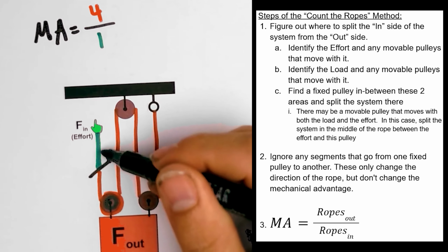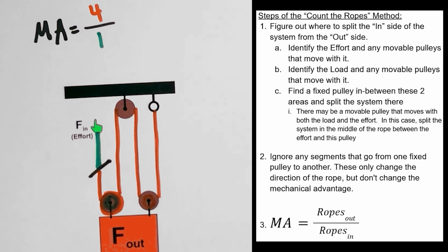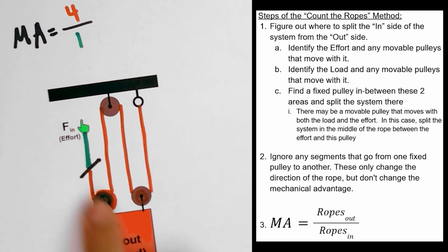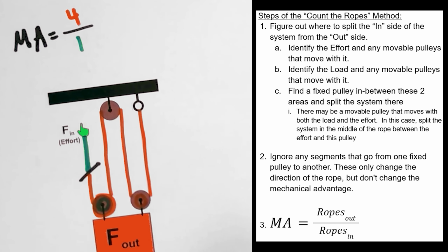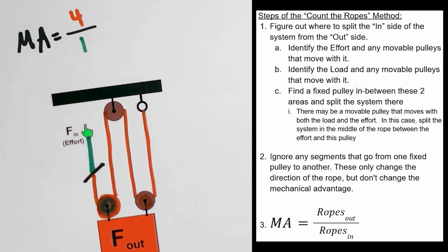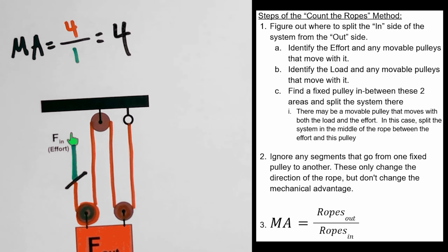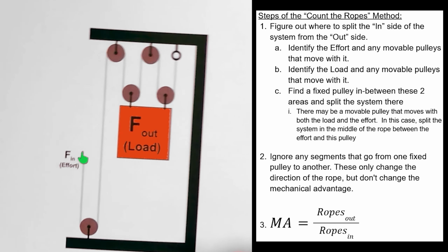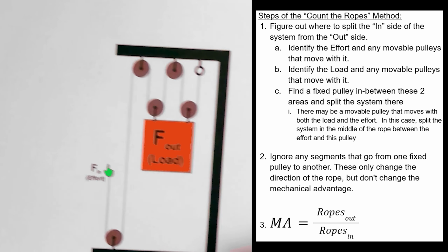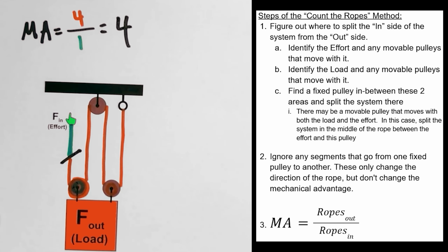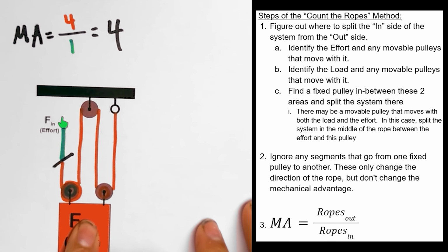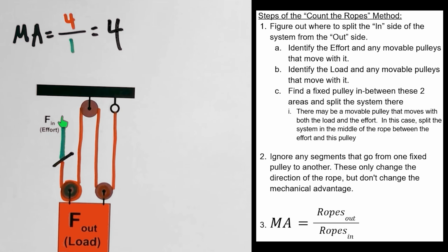This segment here is kind of pulling double duty. It's working for both teams because this movable pulley is attached to both, so it's moving with both of them. Anyway, so we got 4 over 1, which obviously is just 4. Now we're going to look at another example. In this example, notice, the last one, we had the effort moving in the same direction as the load. That might be a giveaway that we have a movable pulley working for both teams.